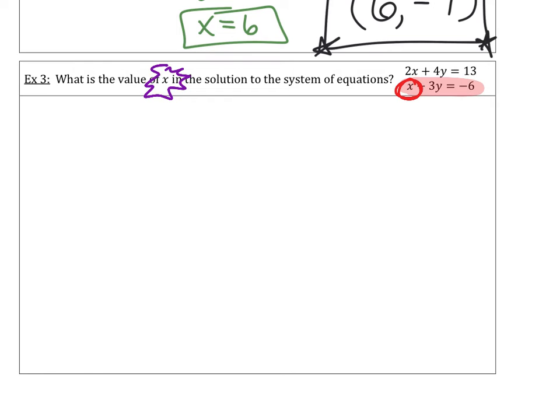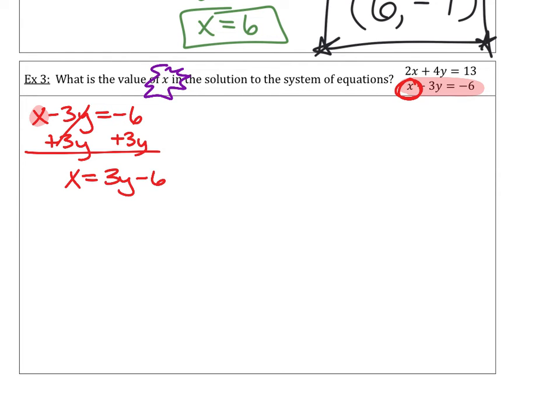It's just a 1x. So what we're going to do is take x minus 3y equal to negative 6, and we're actually going to solve it for x. Wild. Because that x is going to be by itself. That's what we'll substitute in. So I do the inverse operation of minus 3y, which is plus 3y. I'd have x equal to 3y minus 6. That is my isolated equation.